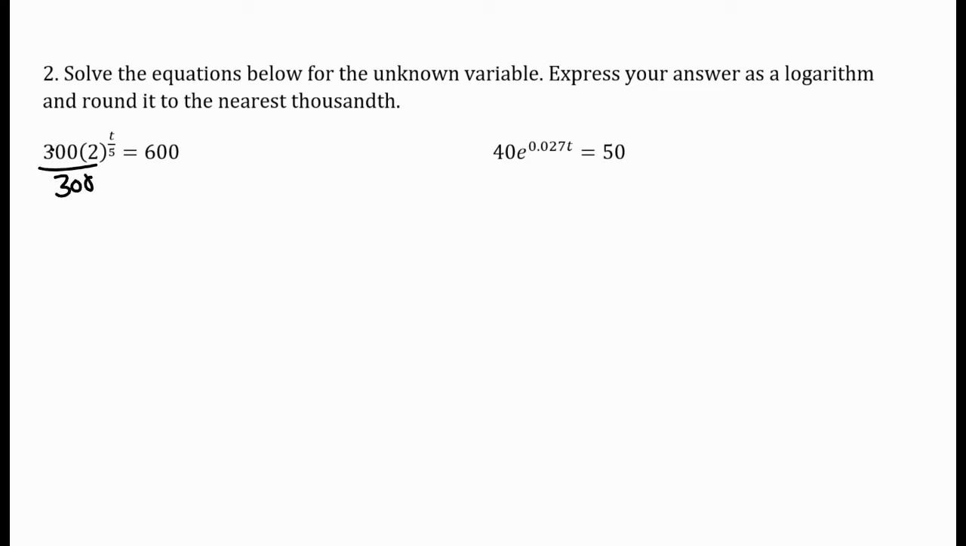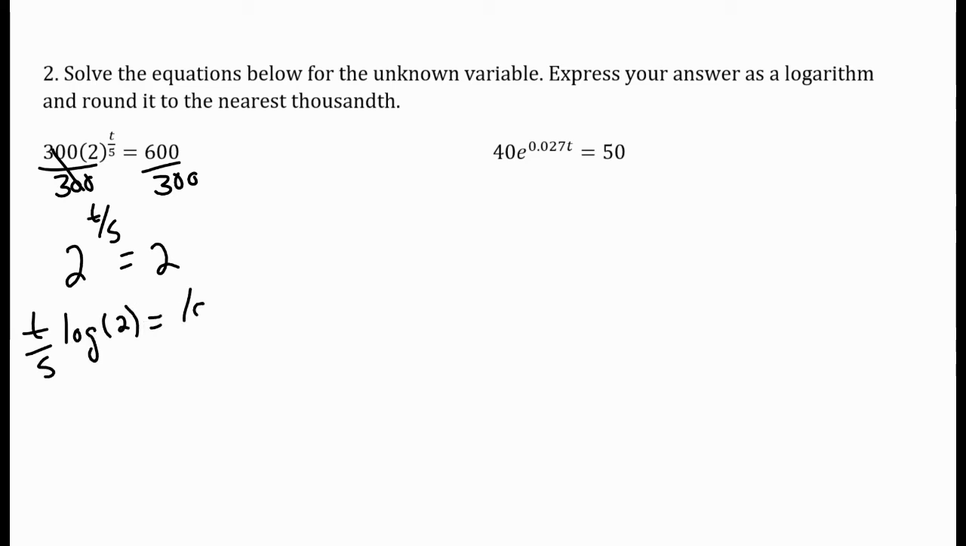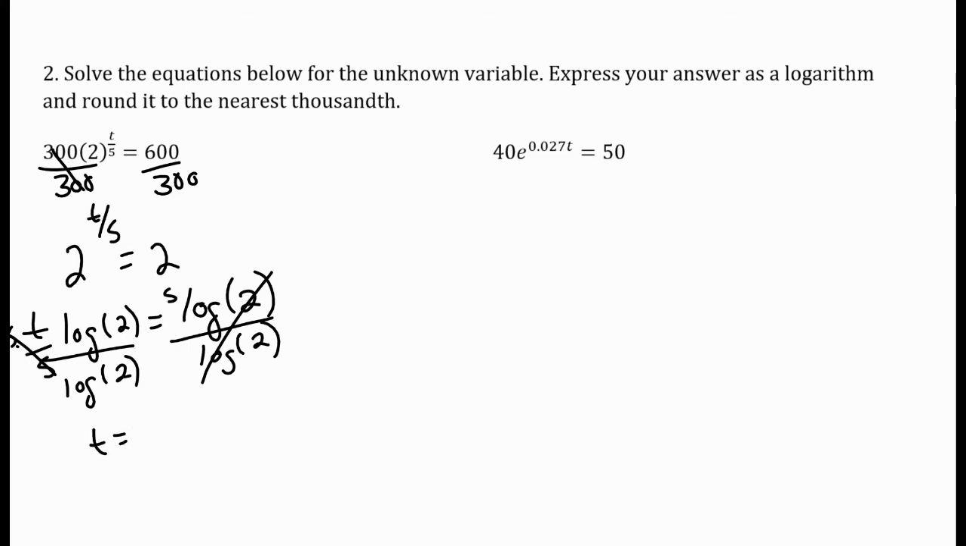This first one I'm going to divide by 300. 2 to the t over 5 equals 600 divided by 300, it's 2. So this is also a common base equation because they're both base 2. So you can just set that numerator equal to 1. Or let's go through and solve it with logarithms. Multiply by 5, divide by log 2 to get t by itself. And log 2 divided by log 2 is 1, so we get t equals 5.